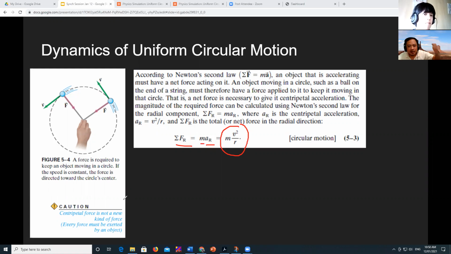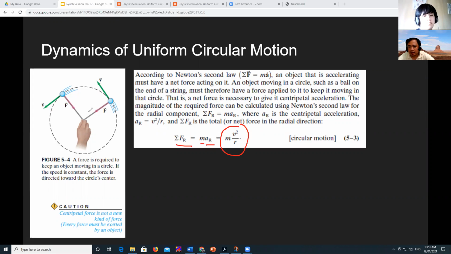Okay? And this radial force, the centripetal force, is not a new kind of force. It's just the force toward the center that we call centripetal force. Like gravity, gravity can be the cause of centripetal acceleration or centripetal force. So it's not a new force. It's a force that already exists, but it is center-seeking, such that it is centripetal. Okay, so that's mv squared over r.